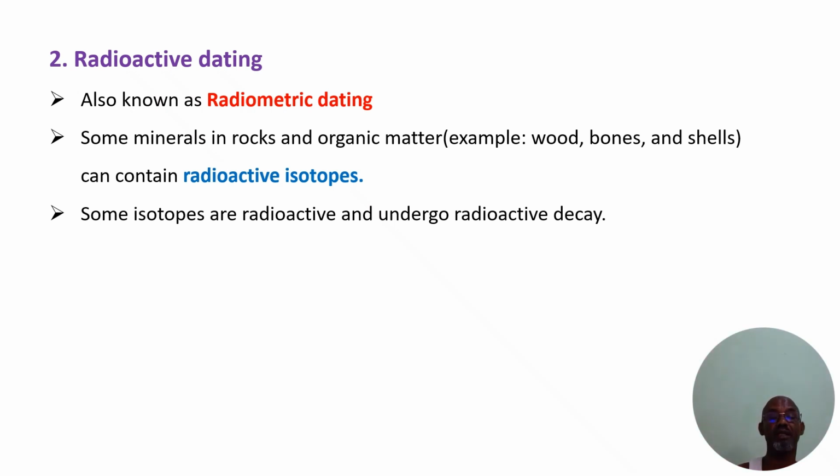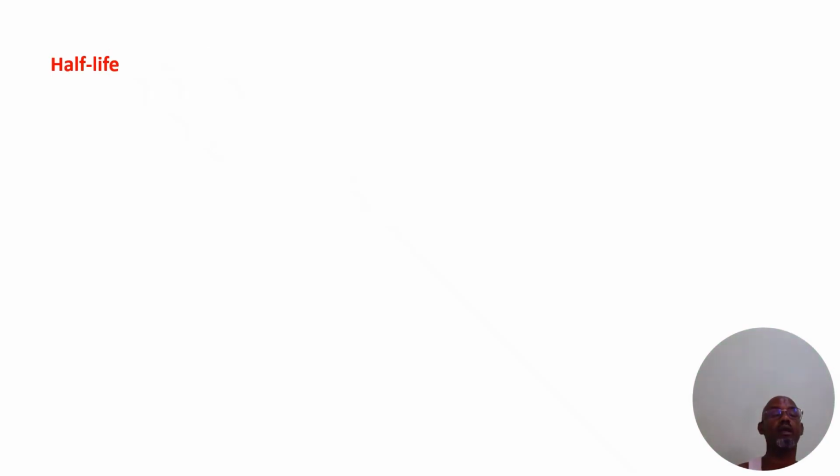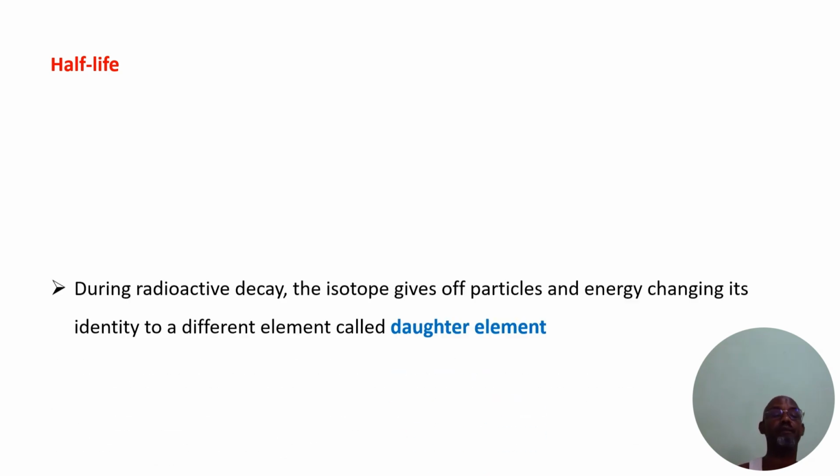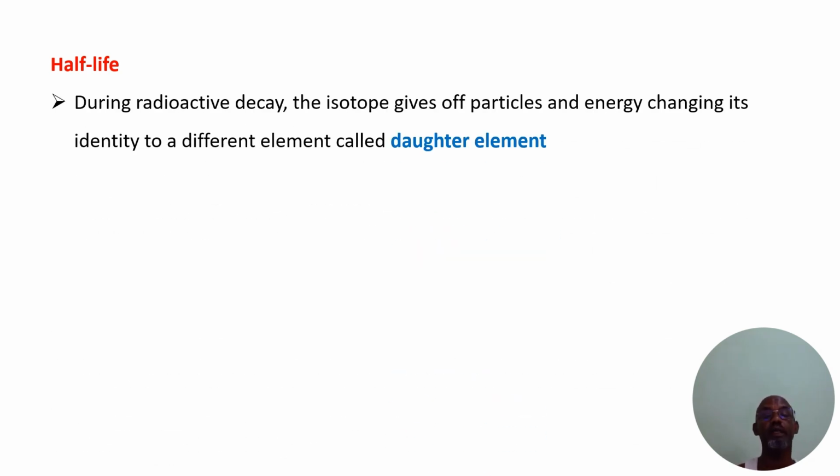Some isotopes are radioactive and undergo radioactive decay. When they undergo decay, they do it within a fixed time period, which is known as half-life. During radioactive decay, the isotope gives off particles and energy, changing its identity to a different element. We call it the daughter element. See? When that radioactive substance decays, it changes into a daughter element.